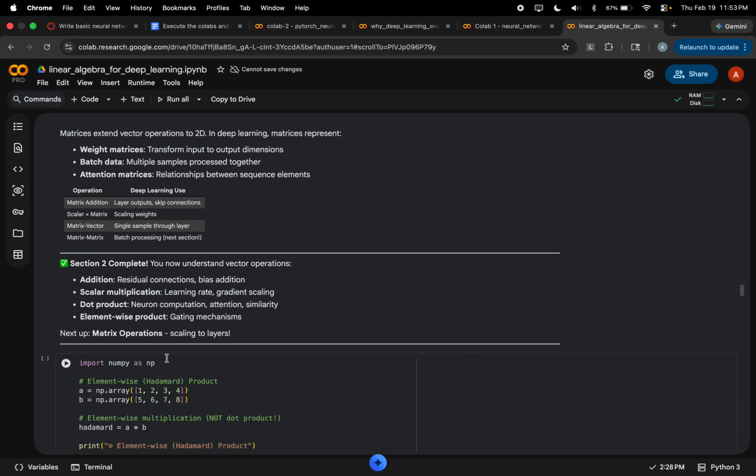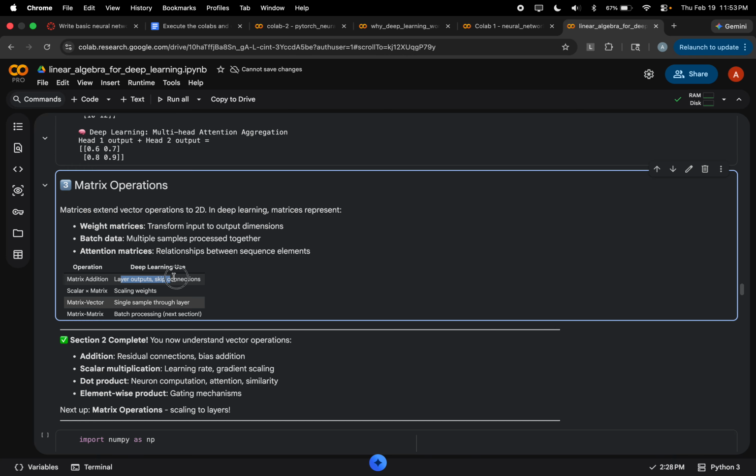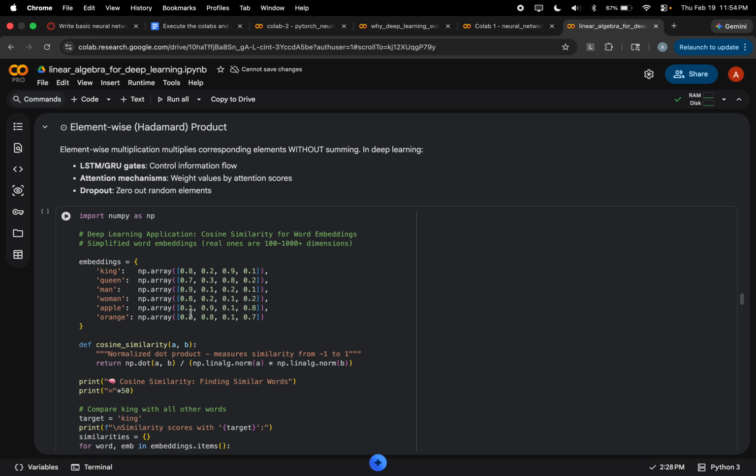Then we have a few other matrix operations: matrix addition, scalar times matrix, matrix times vector, matrix times matrix. Matrix addition is for layer outputs and skip connections. Scalar times matrix is when we want to scale weights. Matrix times vector is a single sample through a layer, and matrix times matrix is batch processing, which will be in the next section.